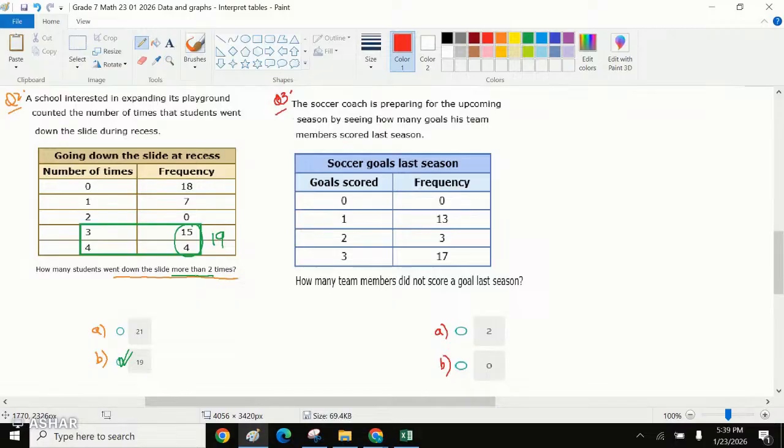A soccer coach is preparing for the upcoming season by seeing how many goals his team members scored last season, right? So 0 goals were scored by 0 players. That means everyone scored. 1 goal was scored by 13, 2 goals were scored by 3 players, and 3 goals were scored by 17. How many team members did not score a goal last season?